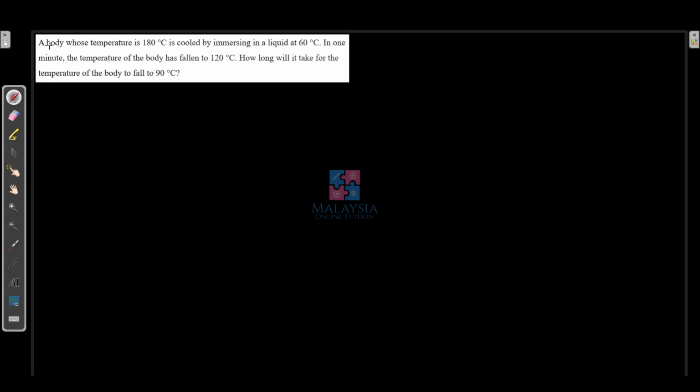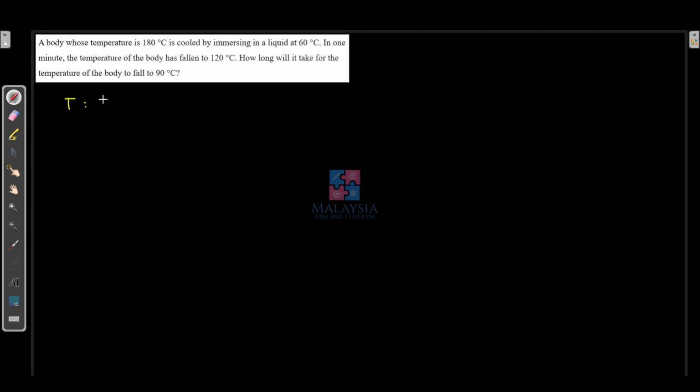Now for question number 3, a body whose temperature is 180 degrees Celsius is cooled by immersing in a liquid at 60 degrees Celsius. In 1 minute, the temperature of the body has fallen to 120 degrees Celsius. How long will it take for the temperature of the body to fall to 90 degrees Celsius? The problem with this question is they didn't mention anything about the change in temperature, the dT over dt.